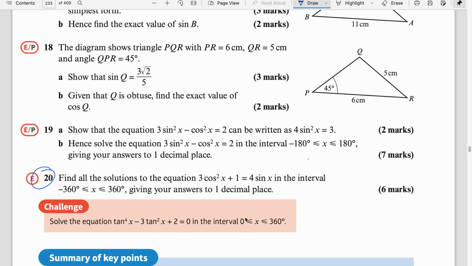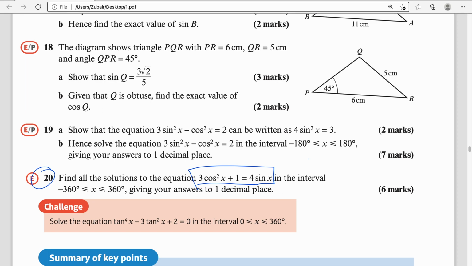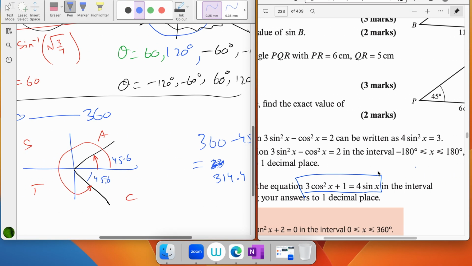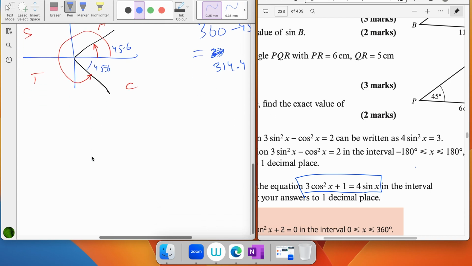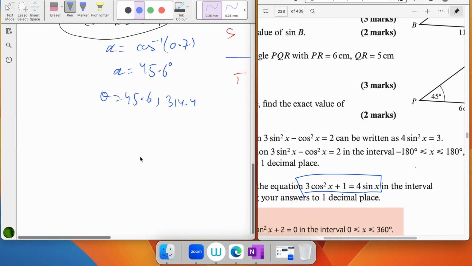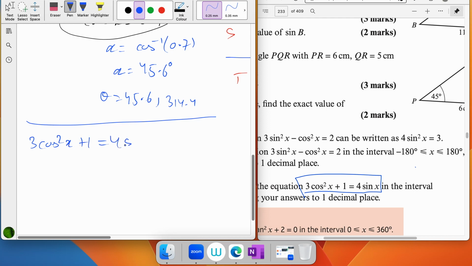Question 22. Find the solution of this equation in the interval minus 360 to positive 360, giving your answers to one decimal place. Okay, let's copy this equation, and that is 3 cos square x plus 1 is equal to 4 sin x.